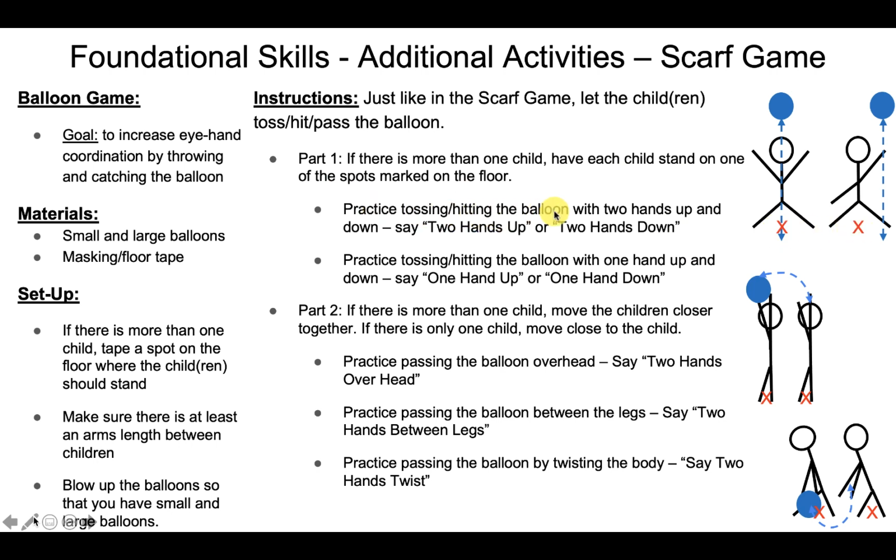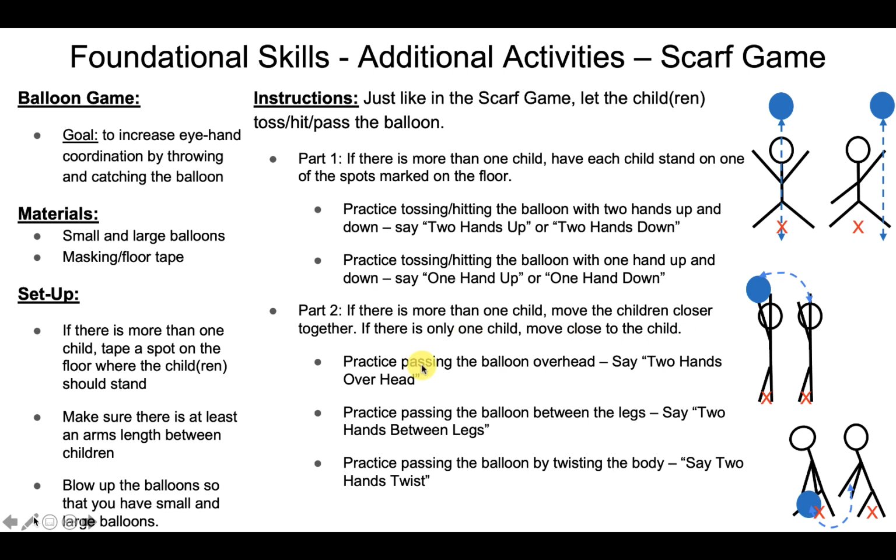Practice tossing and hitting the balloon with 2 hands up and down and say 2 hands up or 2 hands down. These are the verbal cues they're providing. And the image here shows a person that's tossing the balloon up with 2 hands and a person that's tossing the balloon up and down with 1 hand. For the second part, if there's more than one child, move the children closer together. If there's only one child, then the parent or the coach moves closer to the child.